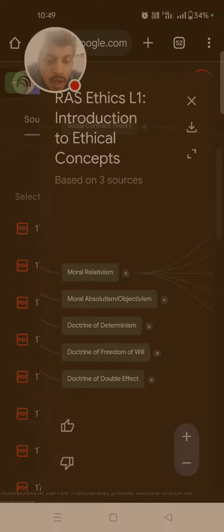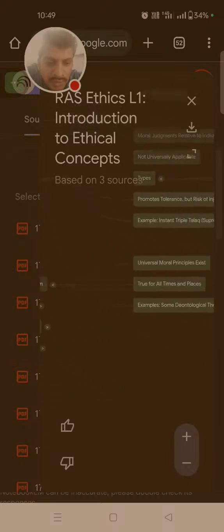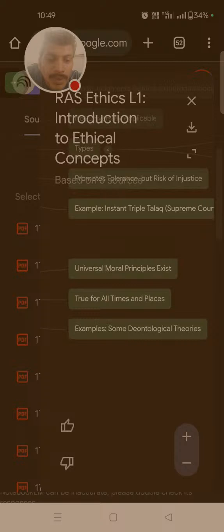Then comes moral absolutism, or objectivism. Universal moral principles exist, true for all time and place. Example: some deontological theories.